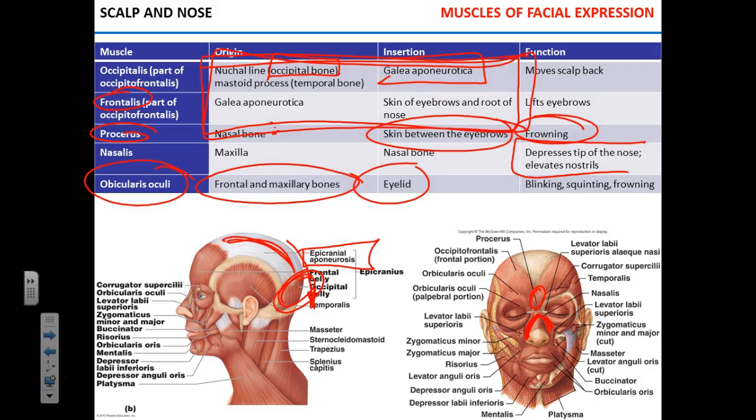This is what it does. It participates in blinking with some other muscles, and squinting. Does that make sense? So in this image you can see orbicularis oculi right here, encircling the eye. And you can see the insertion in the frontal bone, and much less so, but you still can appreciate the insertion into the maxilla.